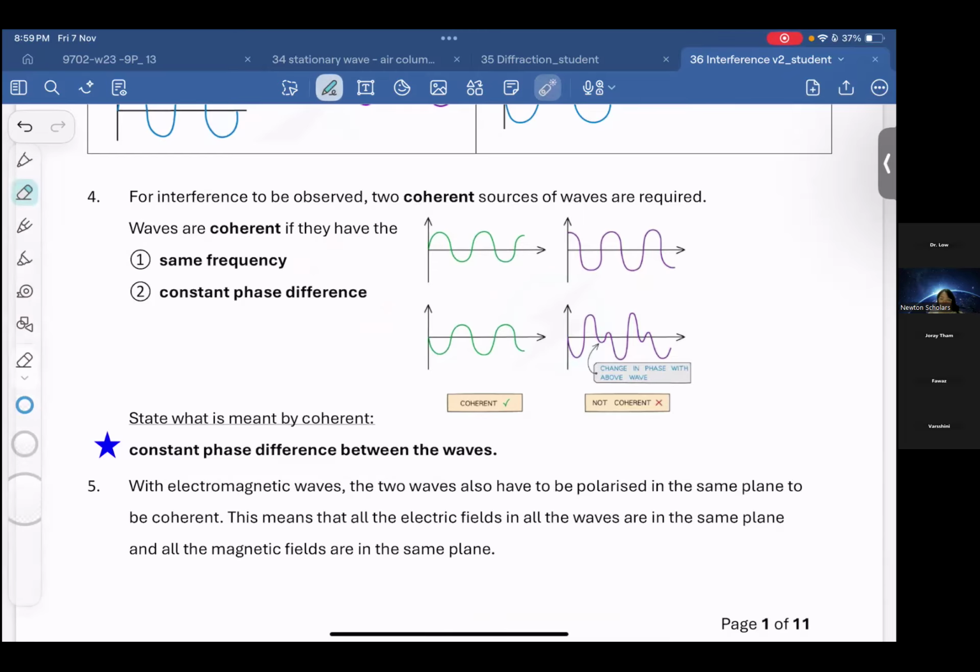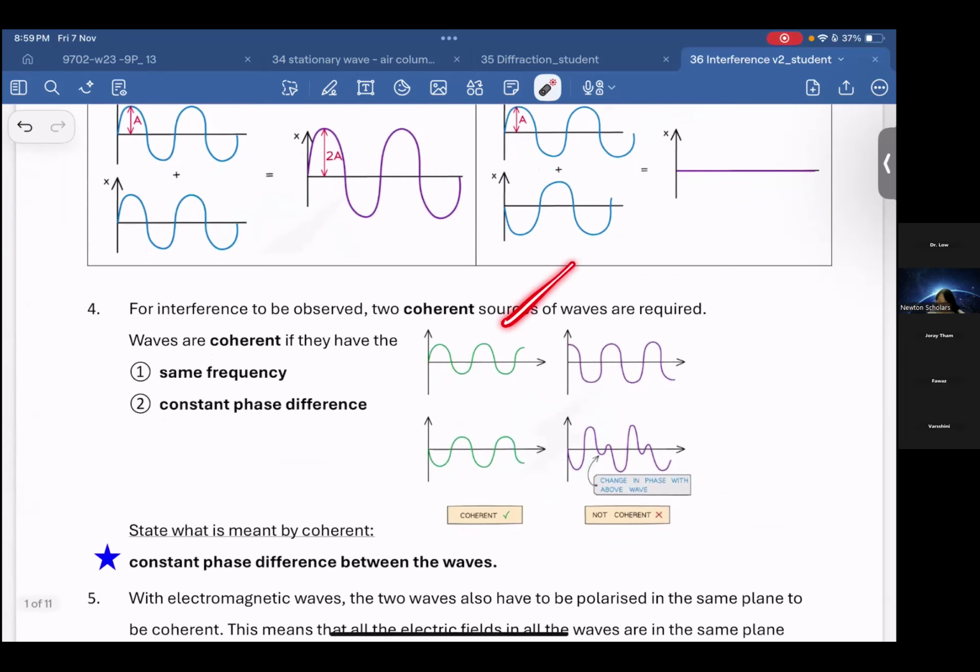This is considered coherent. This is not coherent, they change in phase. So at here, for example, this and this will cancel out, so they will form destructive interference. Crest meets trough, then trough meets crest, crest meets trough. Crest, trough, mid, crest, something like this from time to time. They have constant phase difference and the same frequency.